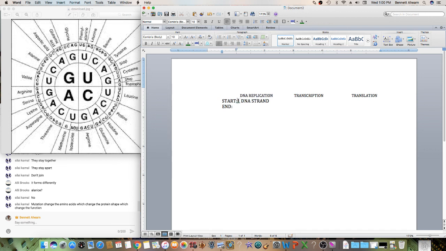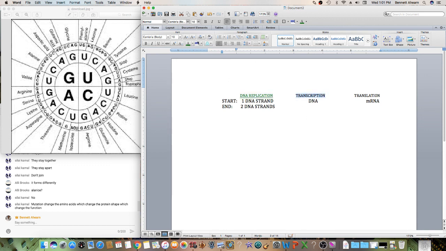Let's move these over a little bit. Start with 1 DNA strand. In transcription, we started with DNA, and in translation, we started with mRNA, right? What did we end with for each of these examples? Well, after DNA replication, we had 2 DNA strands, right? Through the process of replication, we turned this 1 DNA strand into 2 DNA strands.